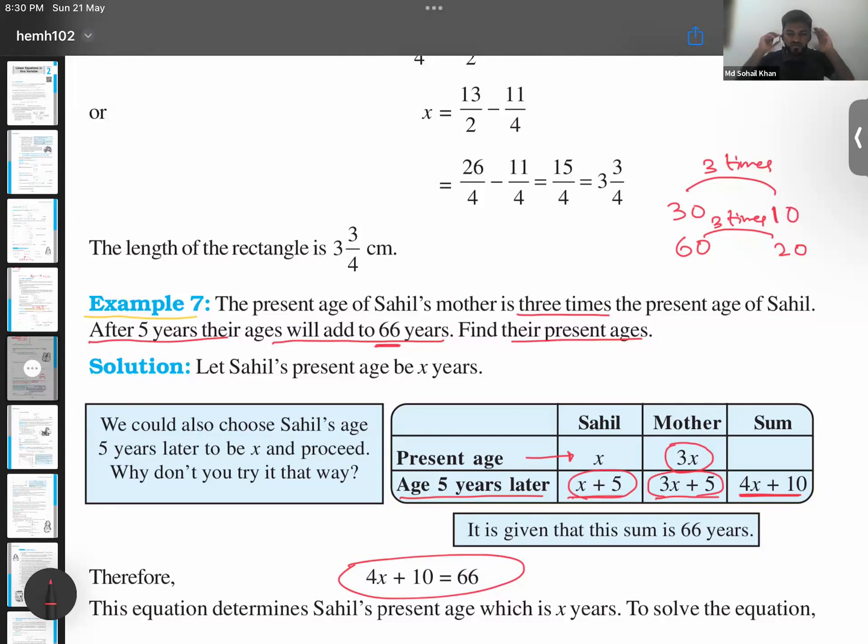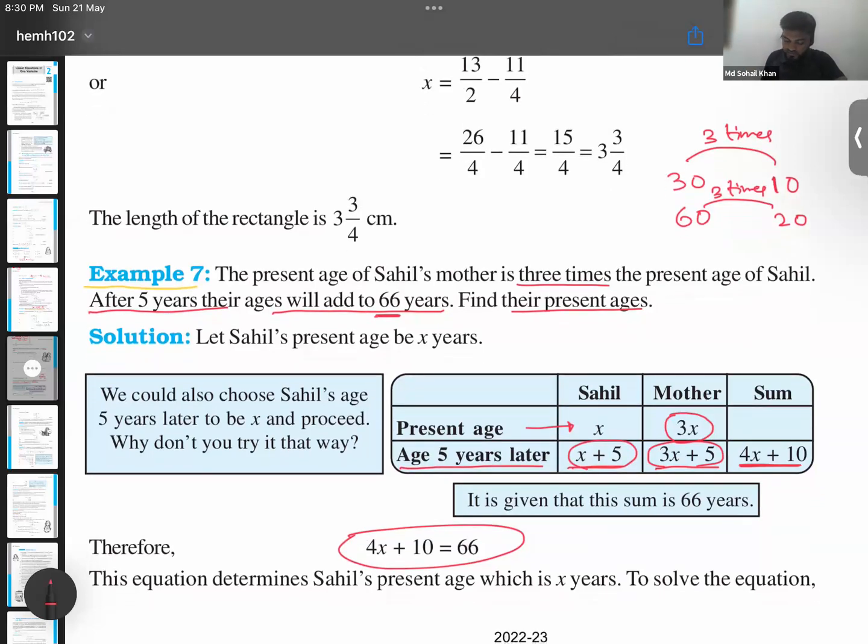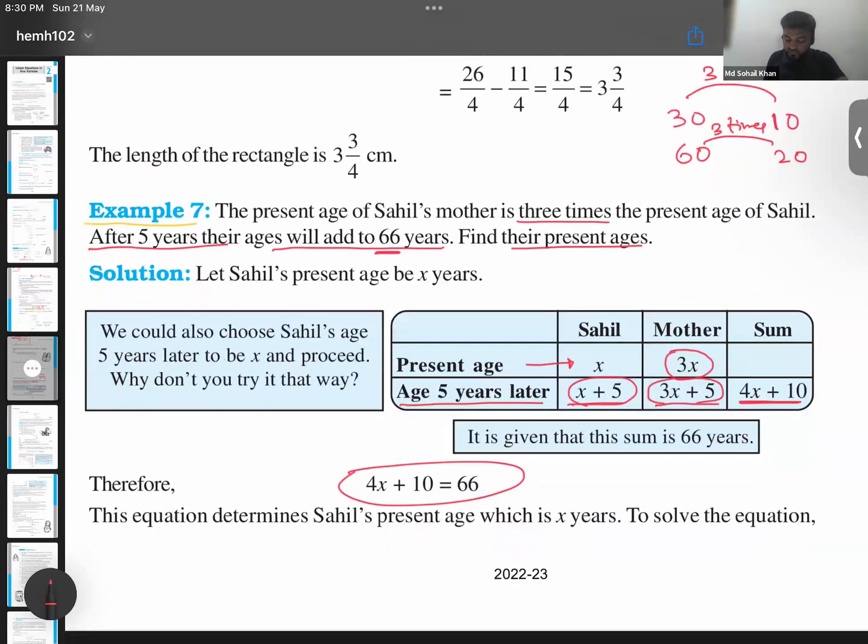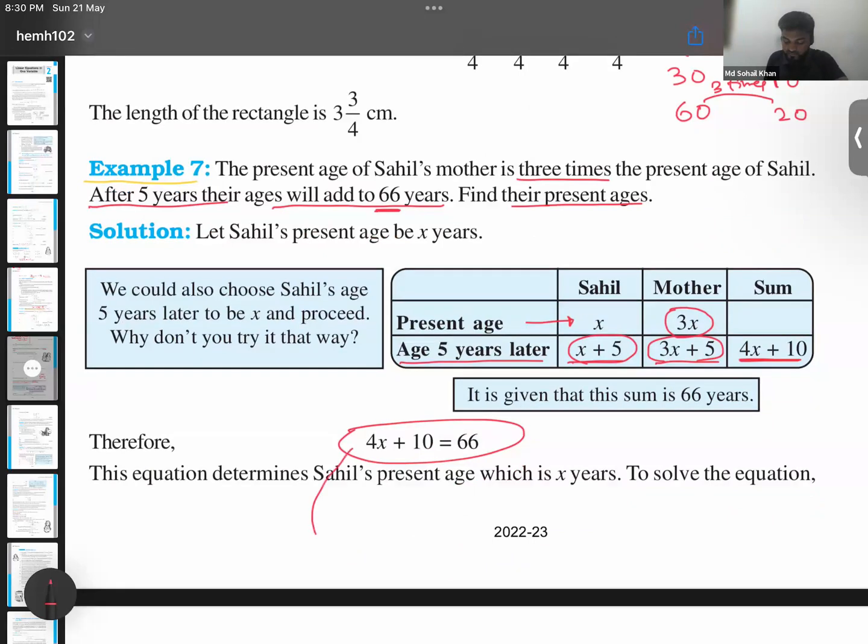What is the confusion in the given question? Okay. So that's how you need to solve. In this, you will find the value of x. If you were to solve this, 4x equals 66 minus 10. That will be 56, and x is going to be 14, right? So the present age x which we found here is the present age of whom? His mother or Sahil?